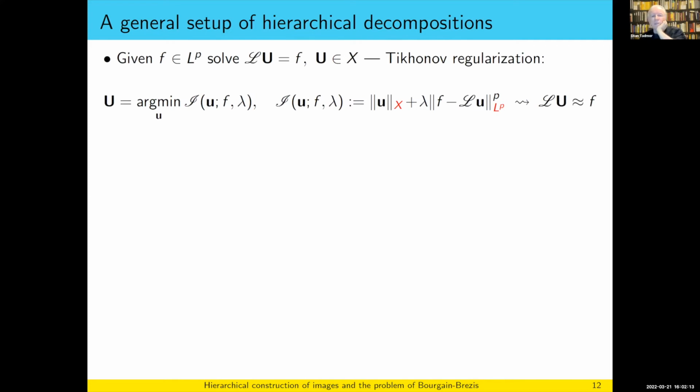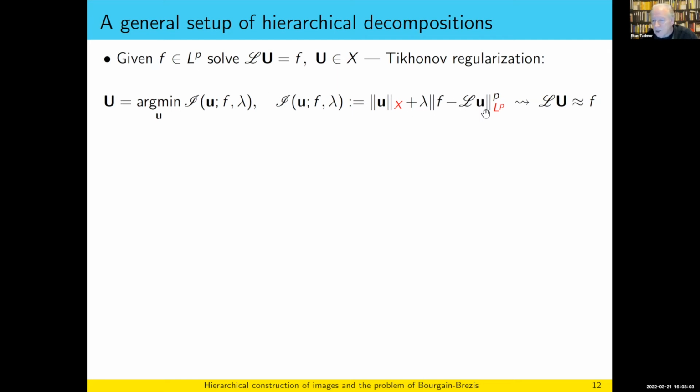What I would like to do now is to approach the general setup of the hierarchical decomposition I just told you about. It's clearly much more general than the specific examples I brought before, which were motivated by ROF. So here's the general setup. Given a function F in L^p, we want to solve the linear equation LU equals F, where we insist that U be in some borderline regularity space X. How do we solve it? We solve it by a general Tikhonov regularization. Namely, we find the minimizer, which itself lies in the space X, and we take a lambda parameter, which actually is a scale, of the residual between F and LU measured in L^p, because we are given that F is in L^p.